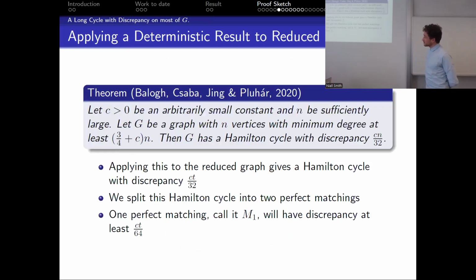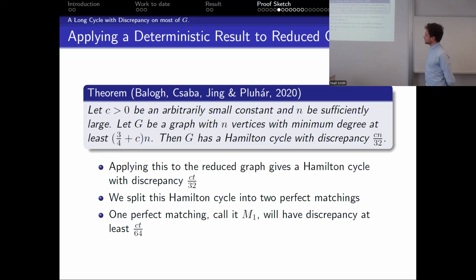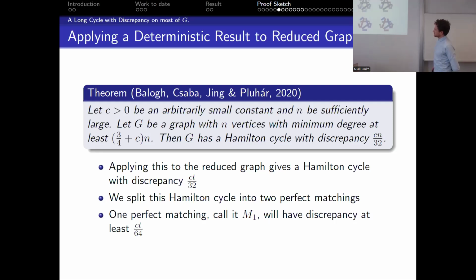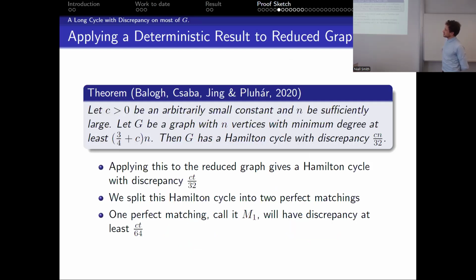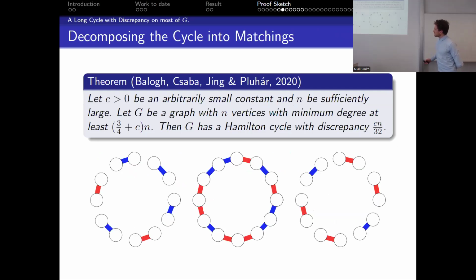So this is where we apply the deterministic result of Balogh. Our graph is going to be very big, with a lot more than 5 parts. You apply Balogh's result, you get a discrepancy result on the reduced graph, fit it into 2 perfect matchings, which you'll see on the next slide.